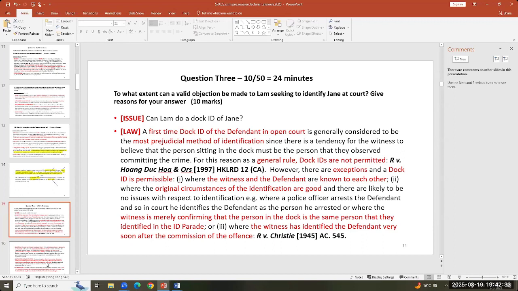Generally, under the law, not if it is a first-time identification because it's prejudicial, but there are exceptions. It may be permissible where they're known to each other, where the original circumstances of the ID are good, or where the witness has identified the defendant very soon after the commission of the offense. So if we just stop there and think about it here, are any of those exceptions applicable to Elsie? Does she know Jane beforehand? No. Did she identify her very soon after the commission of the offense? No. So it seems that there's no justification here so far for doing a doc ID.